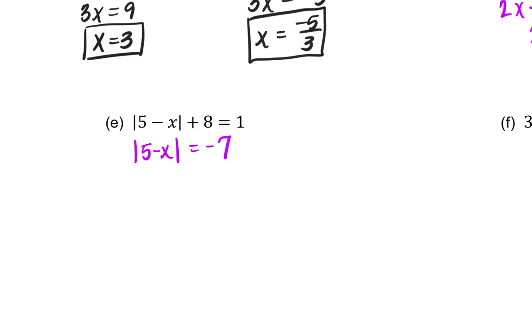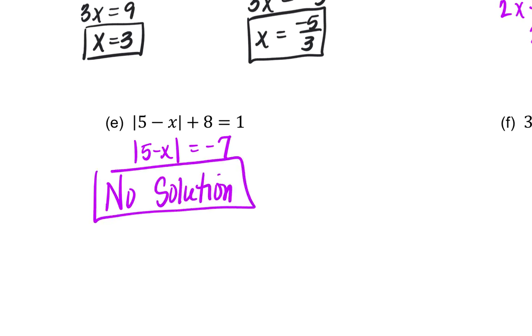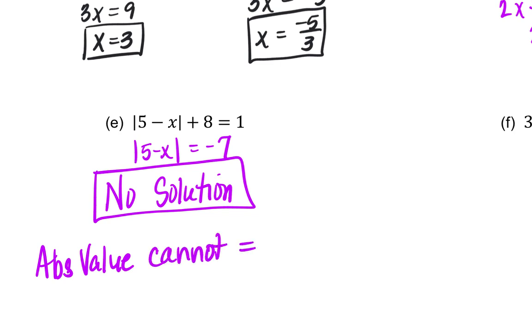What is the problem with the way this looks right away? There's a negative. Can absolute value ever equal a negative? No. So since it can never equal a negative, this one has no solution. Absolute value cannot equal a negative number. It cannot equal a negative number.